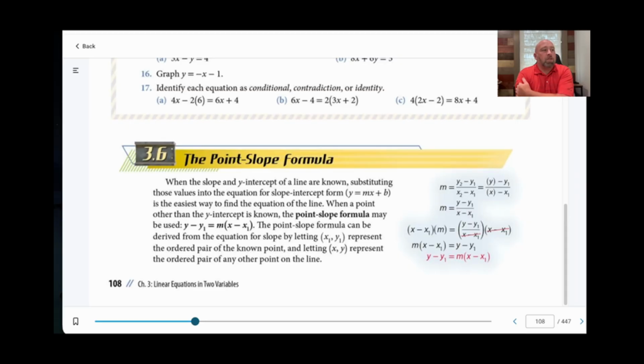When the slope and the y-intercept of a line are known, substituting those values into the equation for slope-intercept form gives you y equals mx plus b. That's what we did a couple lessons ago. Well, sometimes the y-intercept is not known. Sometimes we just know a different point. We can still do it with a different point by changing that formula.